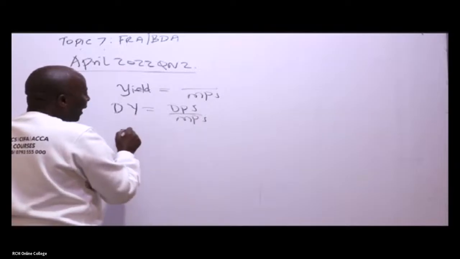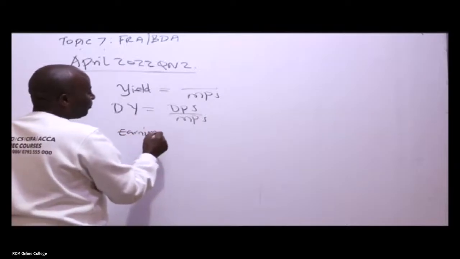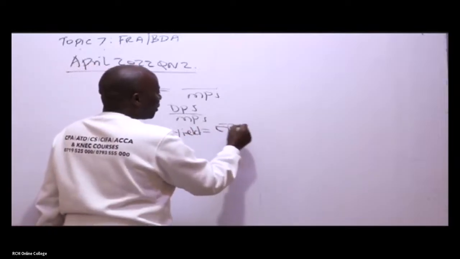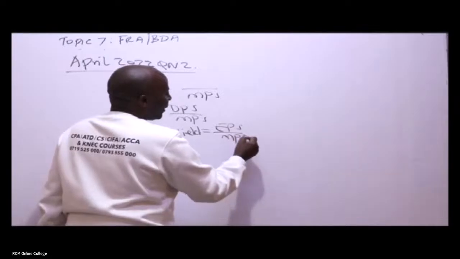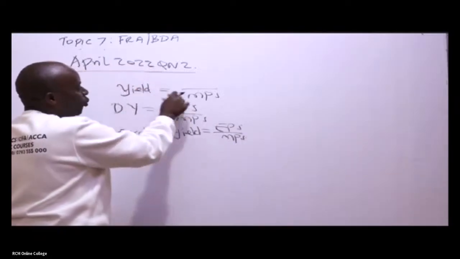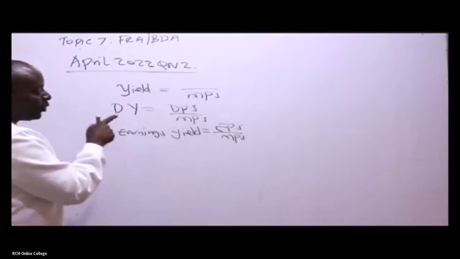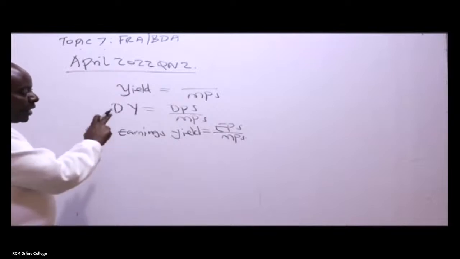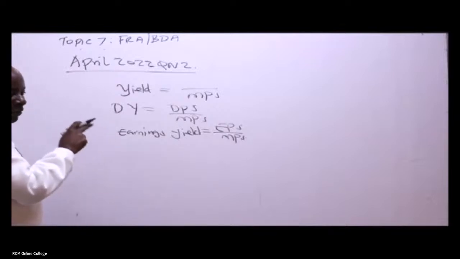When they talk about earnings yield, this one here will be earnings per share over market price per share. So anything that is yielding, it yields to market price per share. Never forget this. Market price per share. You can forget about everything else, but never forget this.